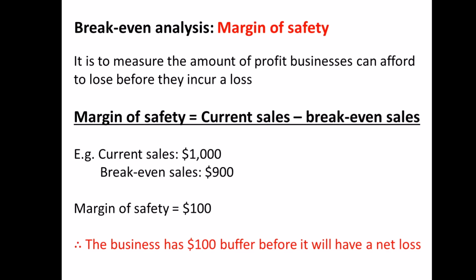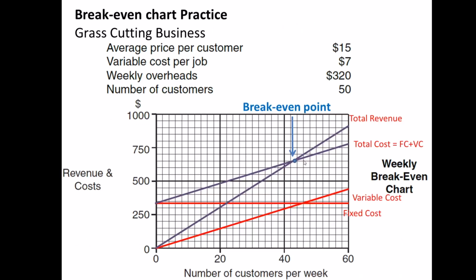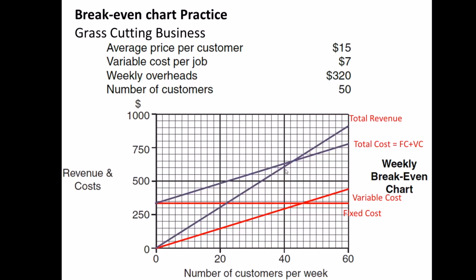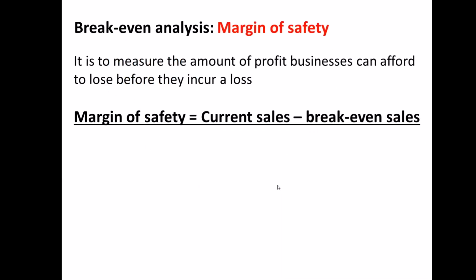The break-even sales is the break-even point. At the break-even point, you are able to find the break-even output and also the break-even sales. So when you are showing the break-even point, you can show both break-even sales and break-even output.